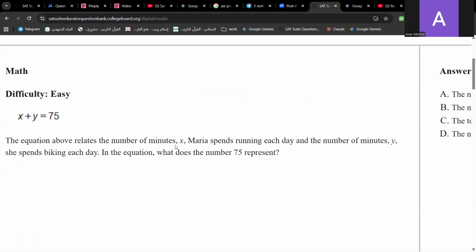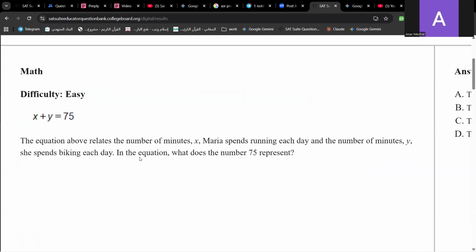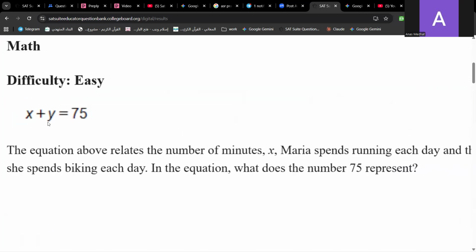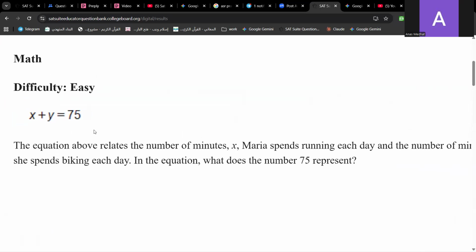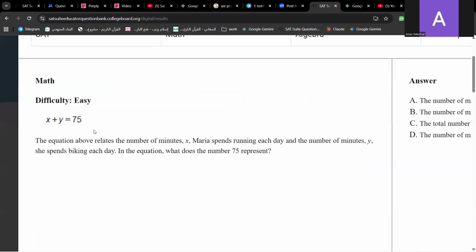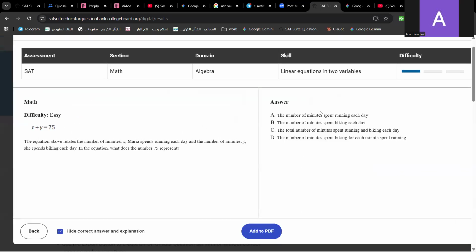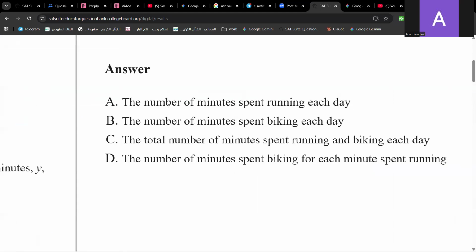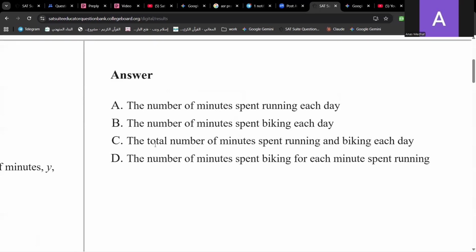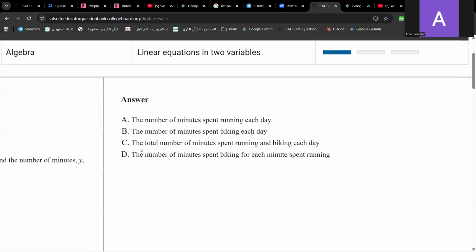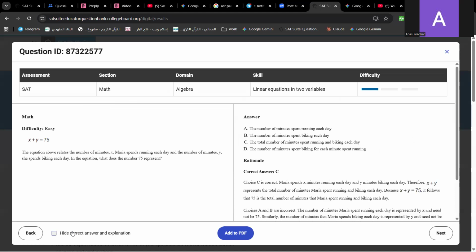The equation above relates the number of minutes x Maria spends running each day and the number of minutes y she spends biking each day. What does the number 75 represent? It should represent the total number of minutes. Easy question. Number spent running and biking. Yes, running and biking. So the answer is C.